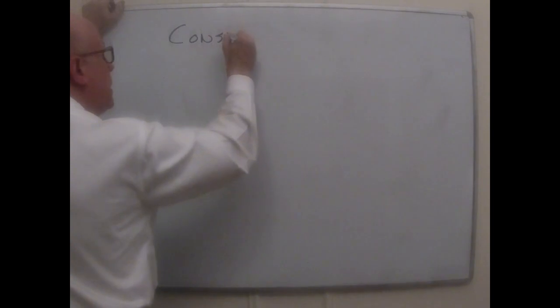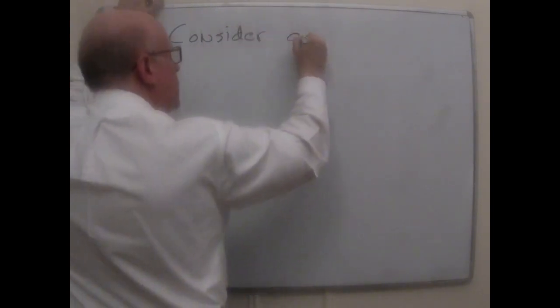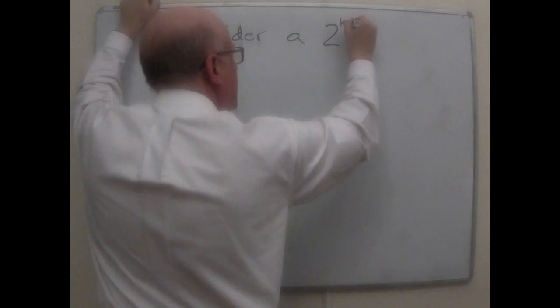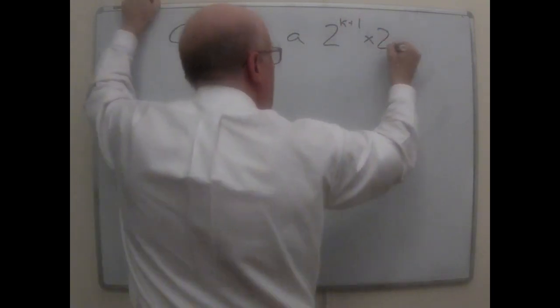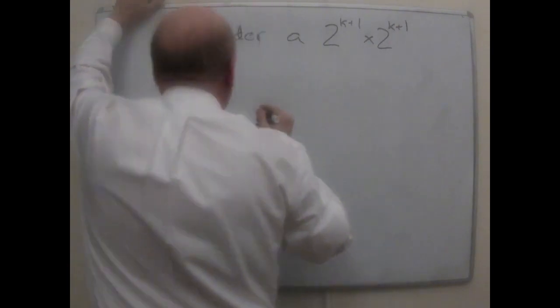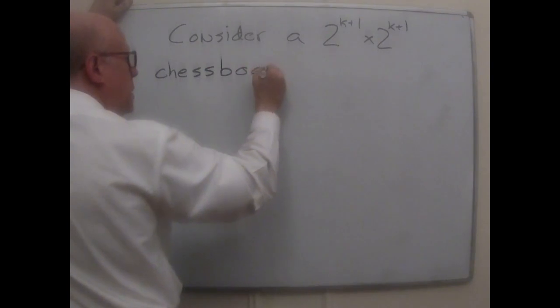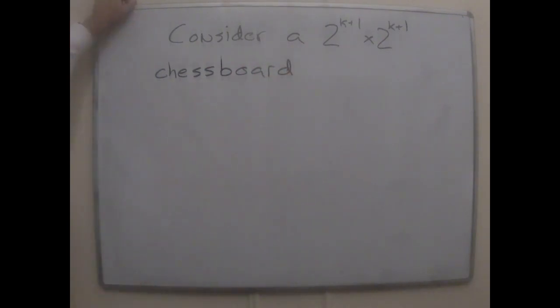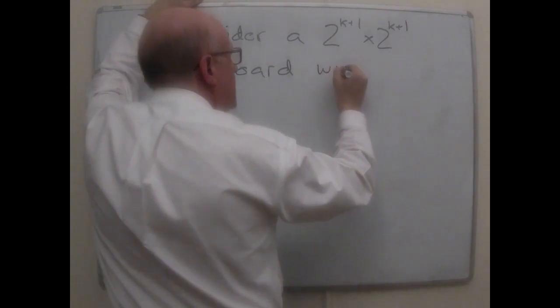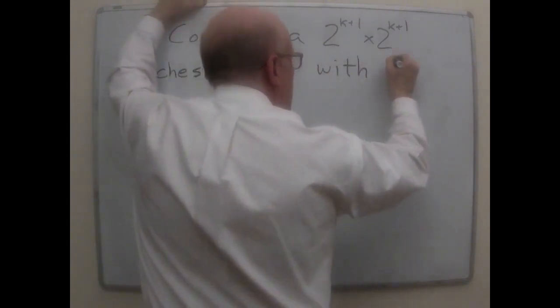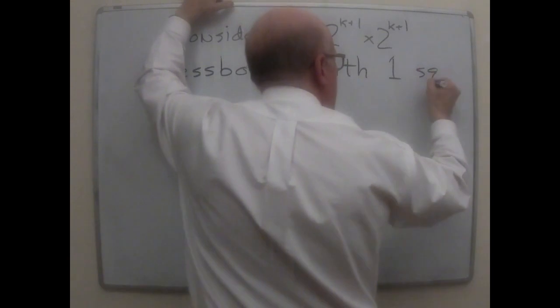Okay, so you're probably going to prove this inductively, but also include some pictures to make it clear to people what's going on. So we'll consider a 2 to the k plus 1, I think I'll use, by 2 to the k plus 1 chessboard with one square, I should say, removed.